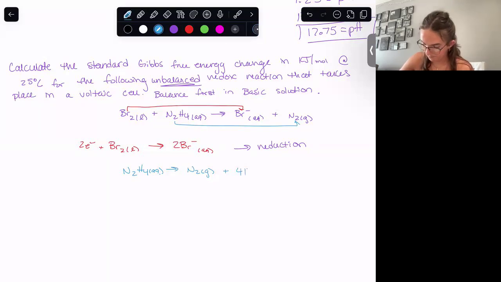Perfect. Yep, we'll have 4 H plus. And then where are we adding our reactants this time? Reactants, electrons. Good. And how many?